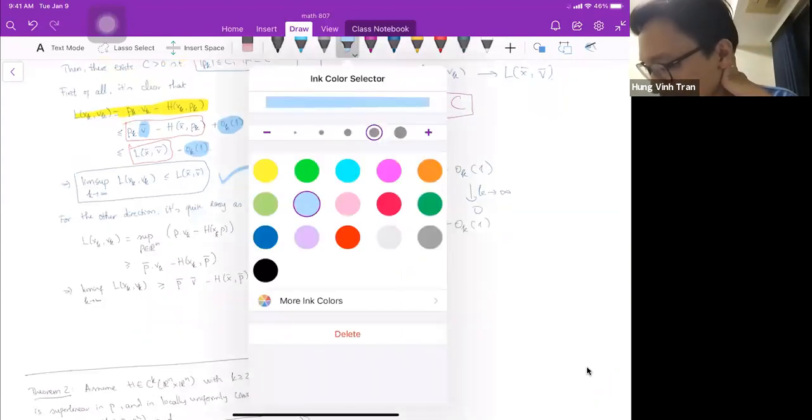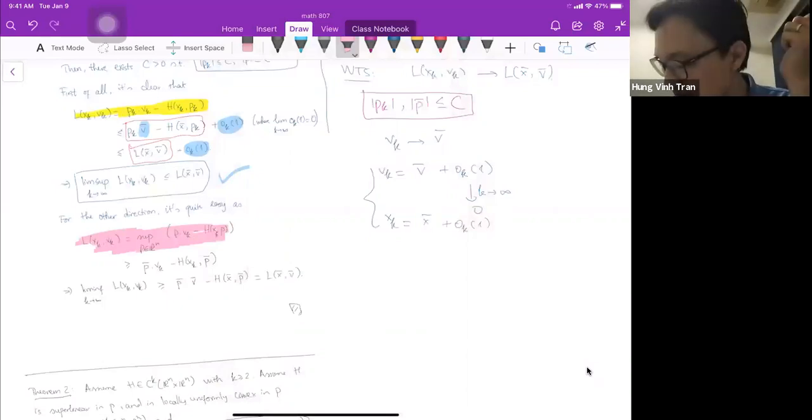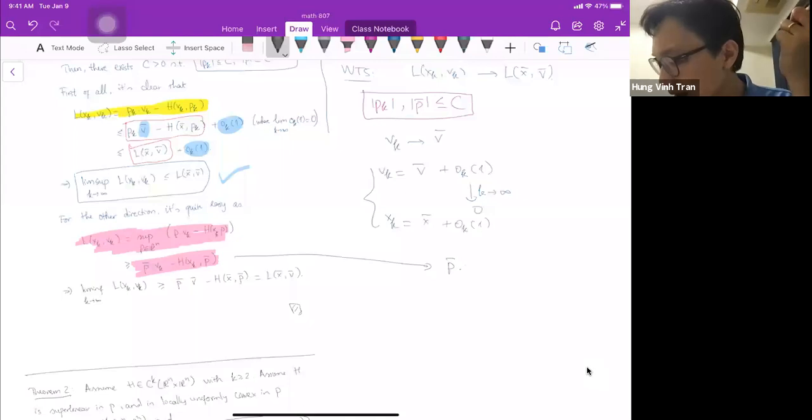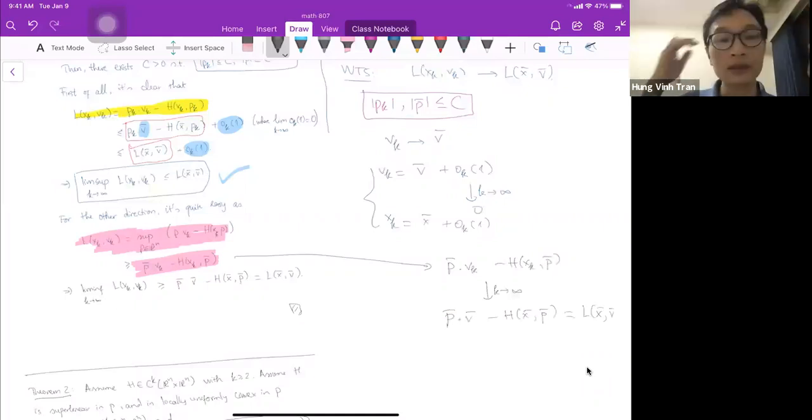Why is it? Because what you have is that you just write out the formula, right? L of xk vk is the supremum of this one. And what you would do is plug in one particular choice of p, which is p bar. So I have this is greater than or equal to p bar dot vk minus h of xk, p bar. And when you let k go to infinity, this converges to nothing but p bar dot v bar minus h of x bar, p bar, right? Because we have continuity, with vk converging to v bar and xk converging to x bar. And this is nothing but L of x bar v bar, right? And then that means that we are done.